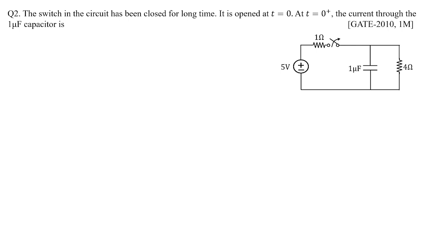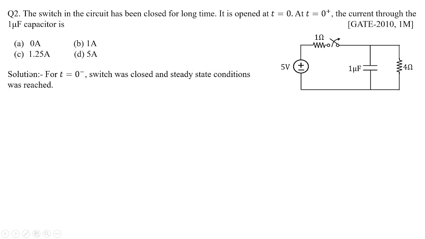Now you go for the second problem, where you can see the same year 2010, it was asked for 1 mark. The switch in the circuit has been closed for a long time. It is opened at t equal to 0. At t equal to 0 plus, find the current through the 1 microfarad capacitor. For this, the options were given as A, B, C, D, and we'll start with the solution, assuming that at t equal to 0 minus, the switch was closed and steady state conditions have been reached, because you can see the position of the switch, it was closed before, right?